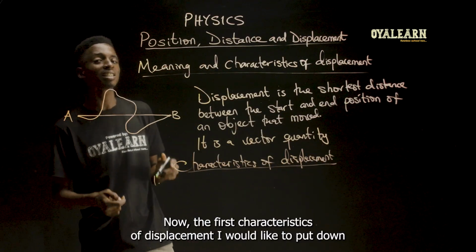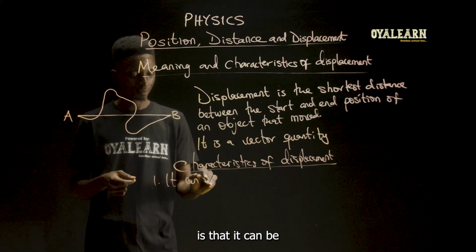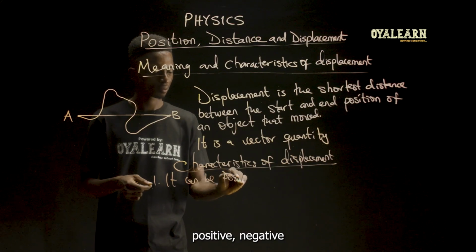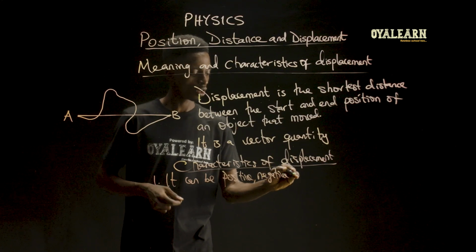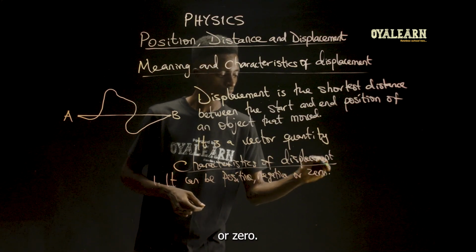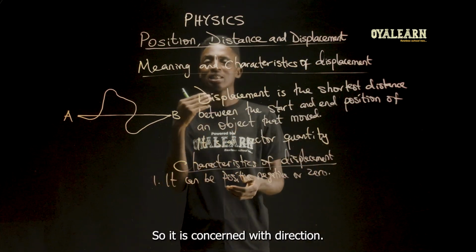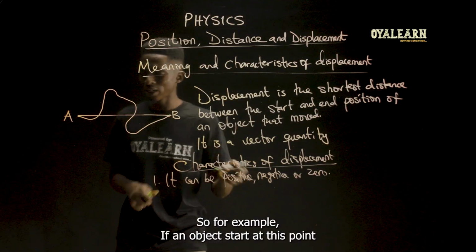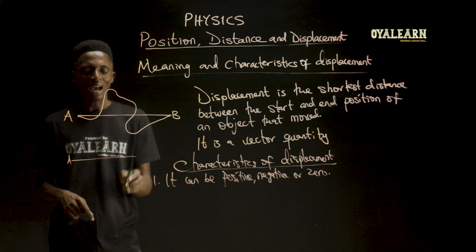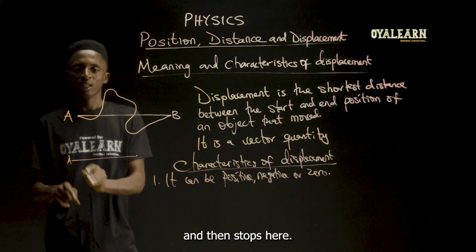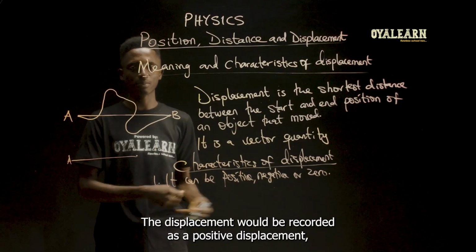Now, the first characteristic of displacement that I would like to put down is that it can be positive, negative, or zero. So all of this depends on the direction. Don't forget, we say it's a vector quantity, so it is concerned with direction. So for example, if an object starts at this point and then travels a set distance this way and then stops here, this is a positive direction. The displacement will be recorded as a positive displacement.